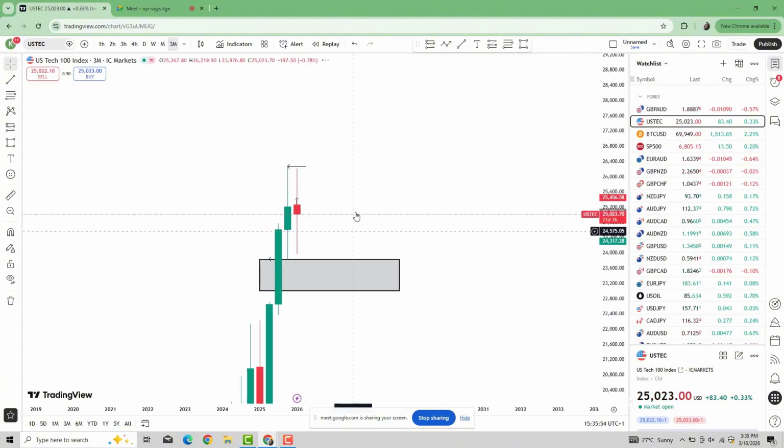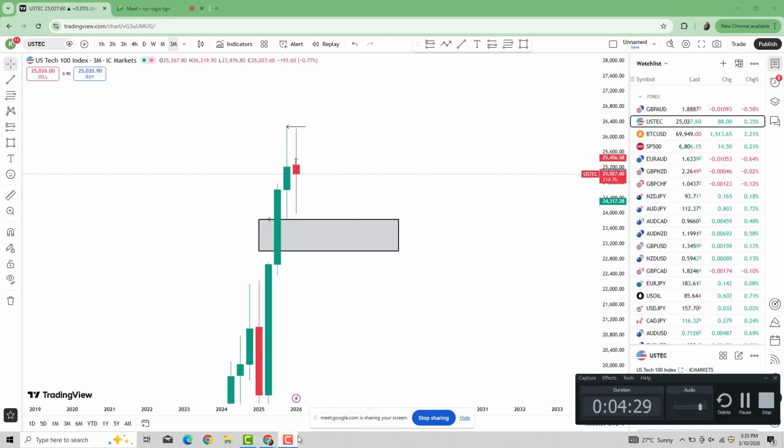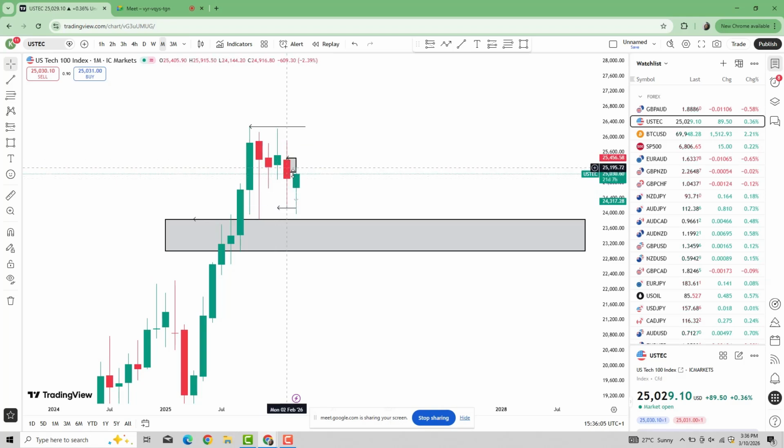Remember, on the 3 months time frame, I told you that there is an imbalance here. Let me make sure this is actually recorded. Okay. There's an imbalance here, price needs to fill. Now, on the monthly, we're already having a rejection.